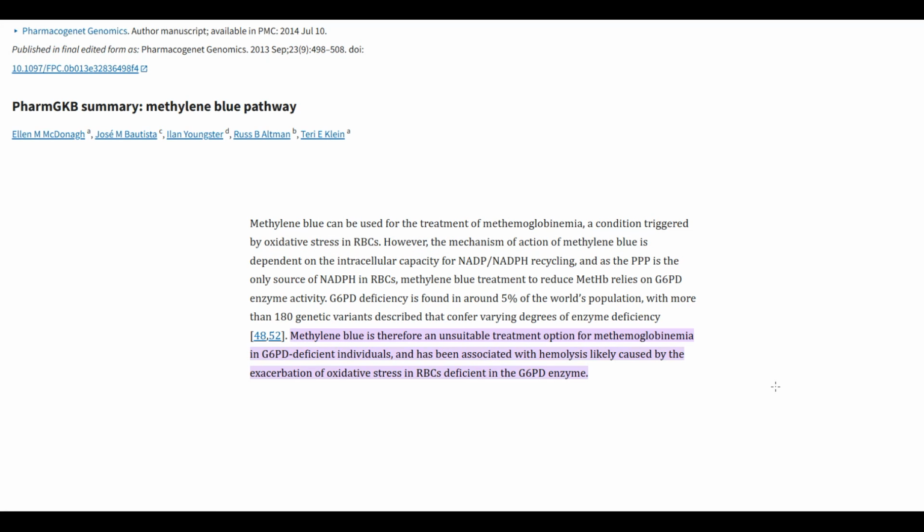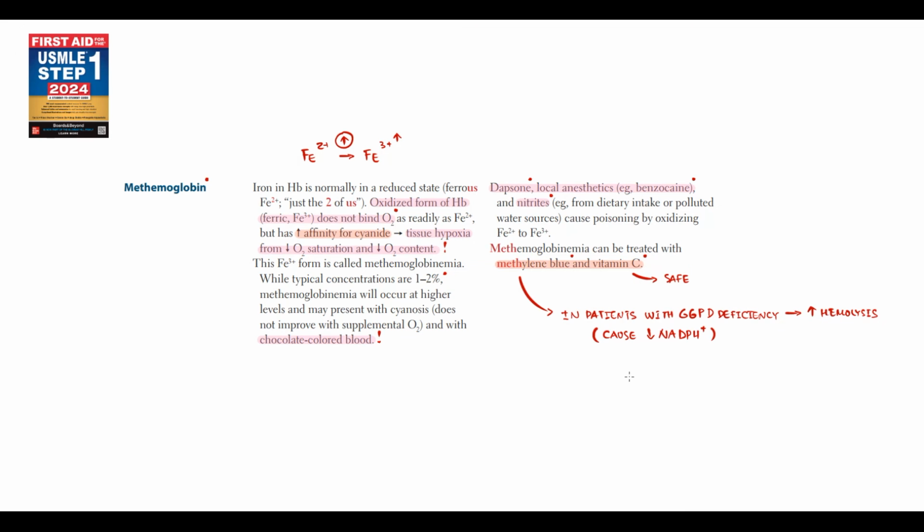In a person with glucose 6-phosphate dehydrogenase deficiency, the amount of NADH molecules is already low, and further depletion of NADH stores will cause depletion of glutathione. And without glutathione, oxidative stress inside the red blood cells will destroy red blood cells, and this condition we call hemolysis. But there is one condition when we want hemoglobin to become methemoglobin, and it's cyanide poisoning.